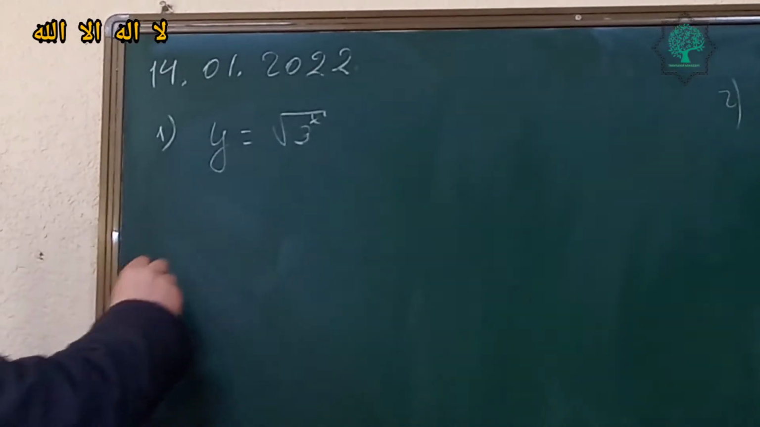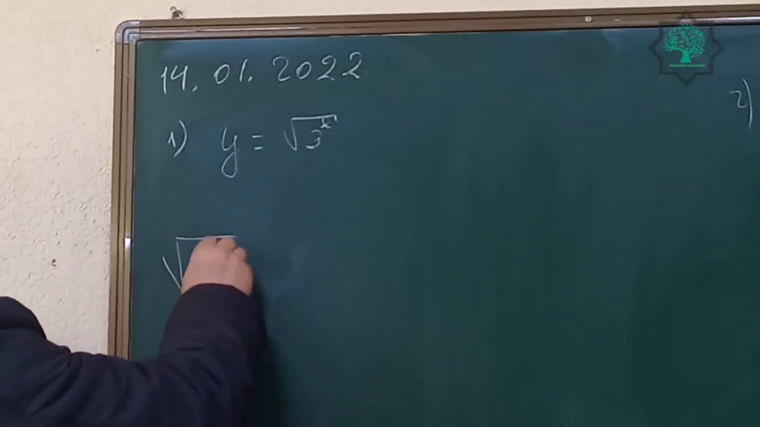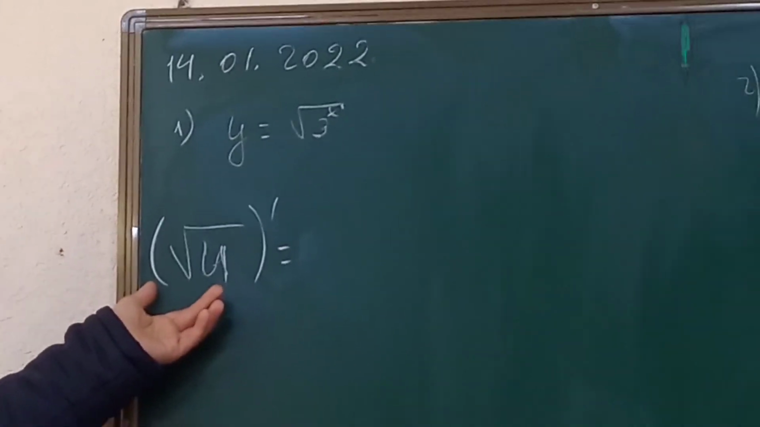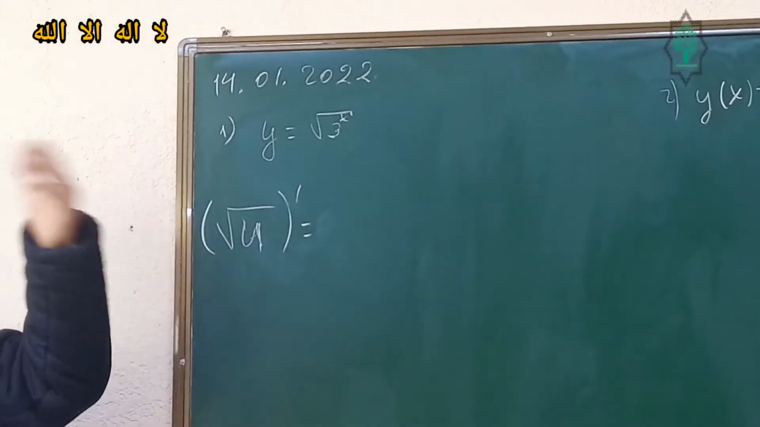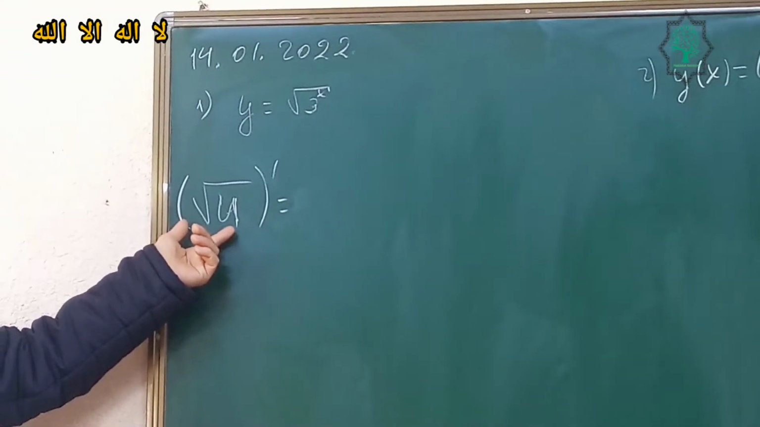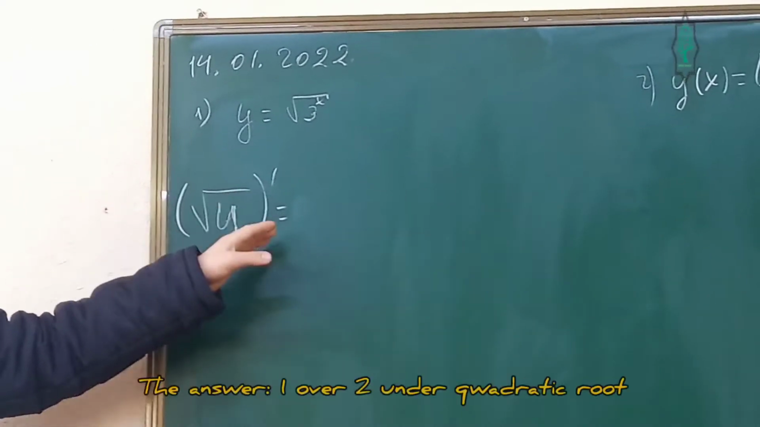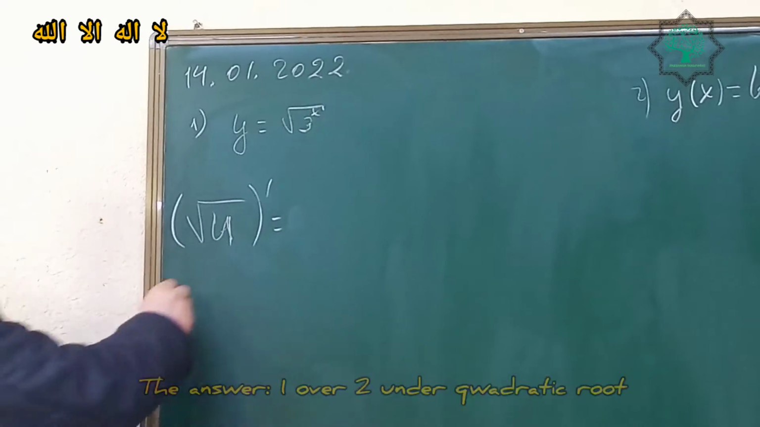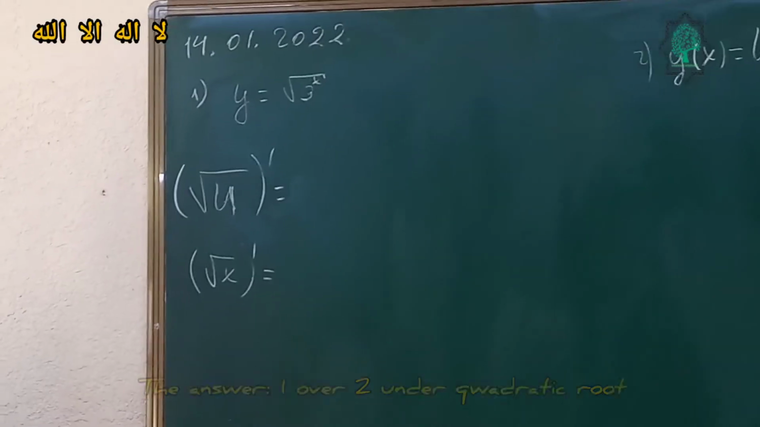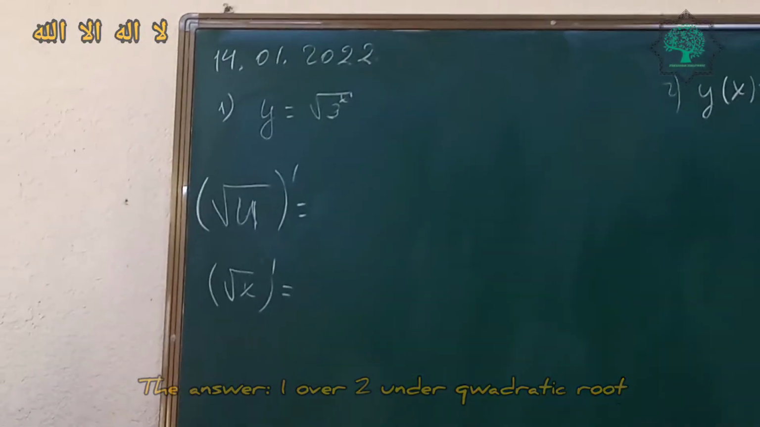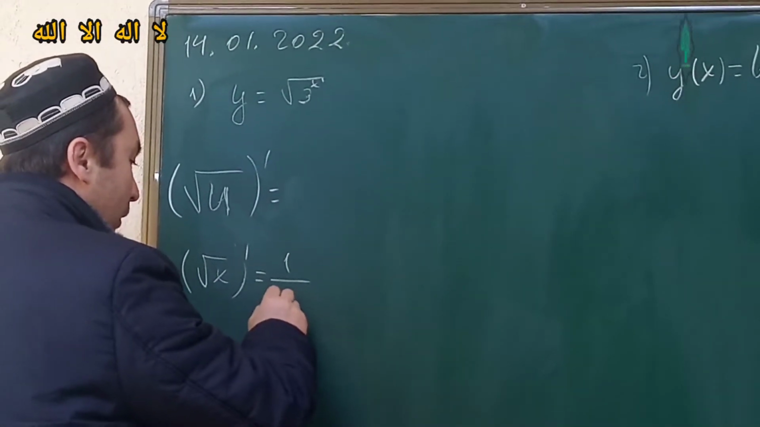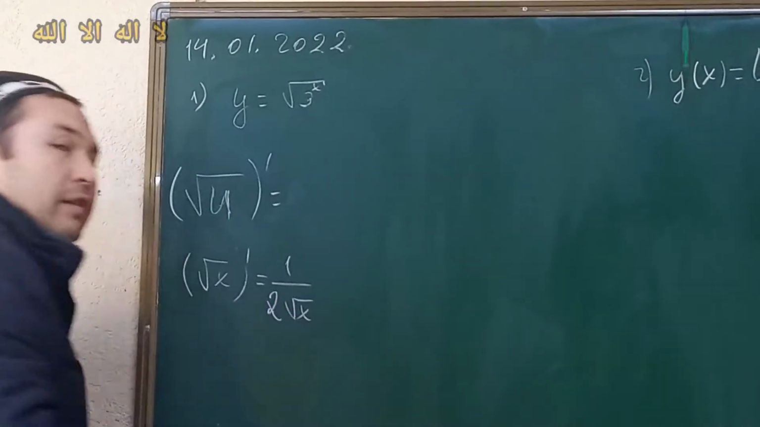The formula is, if the function is given in such kind, if we should find the derivative of a function under a square root. Do you remember the formula? What was the derivative of x under square root? Yes, 1 over 2 square root of x.